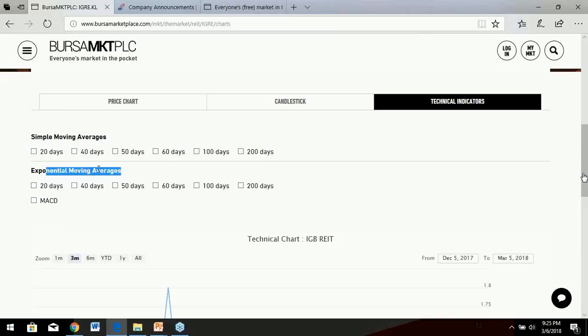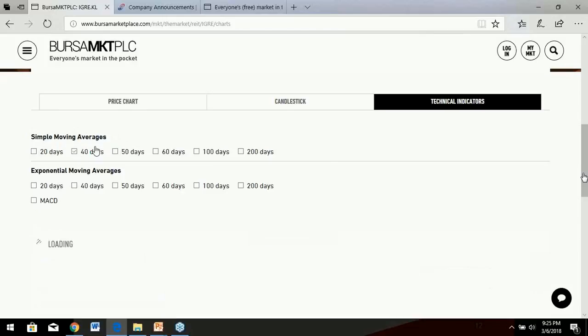Exponential moving averages are for shorter-term investors lah. So for mid to long term, we use simple moving average. Now the super long-term investors will go with 200 days. 200 days simply means it tracks the price performance of a stock for 200 days. If it's 100 days, then it's 100. If it's 60, 60, 50, 50, 40, 40. Now for me, I will click onto this. This will help me track the 40 days, which is the short-term trend.